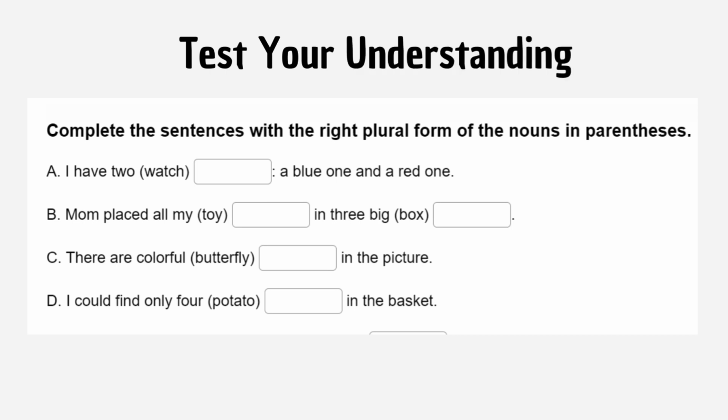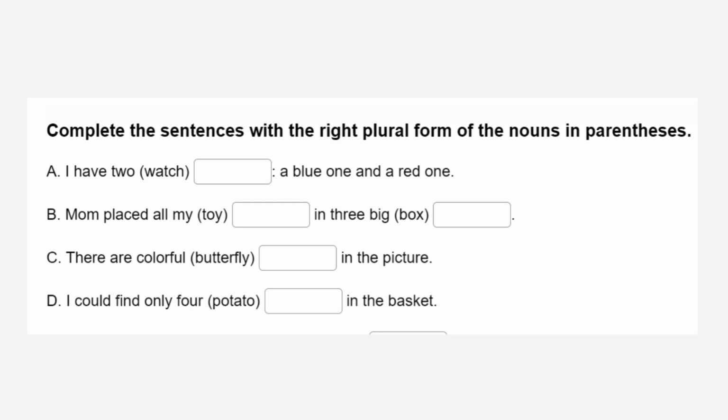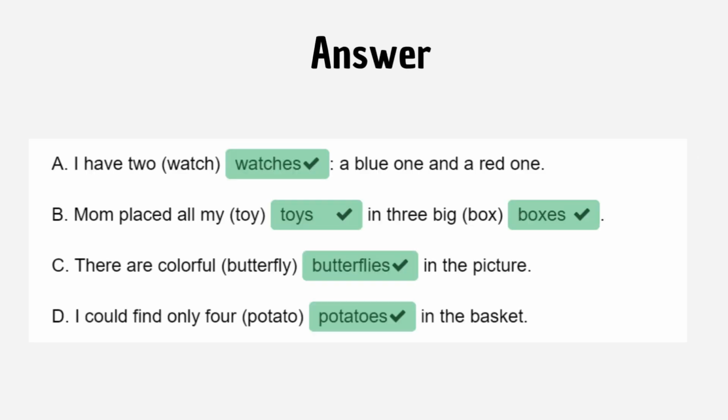Test your understanding. Complete the sentences with the right plural form of the nouns in parentheses. Look at the answer.